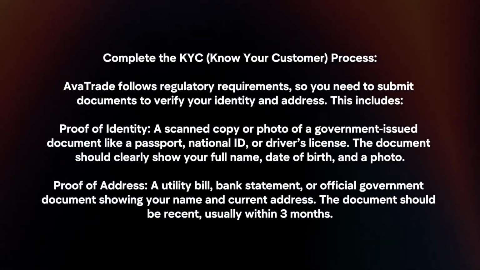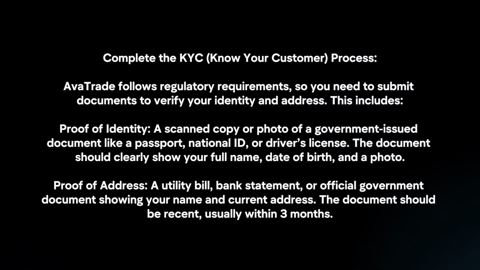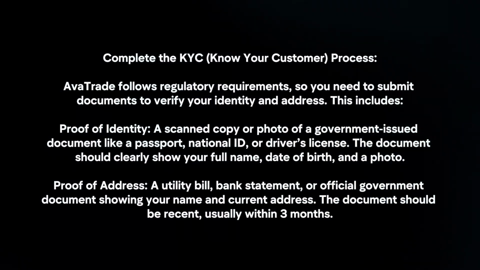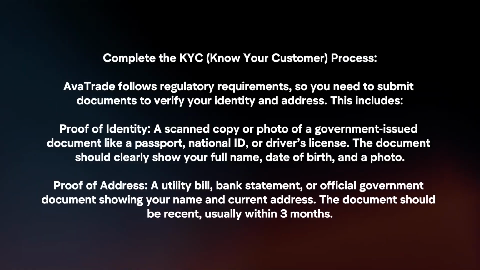Proof of address: a utility bill, bank statement, or official government document showing your name and current address. The document should be recent, usually within 3 months. Submit documents. Upload your identity and address verification documents via the AvaTrade platform. Ensure that the images are clear and legible.